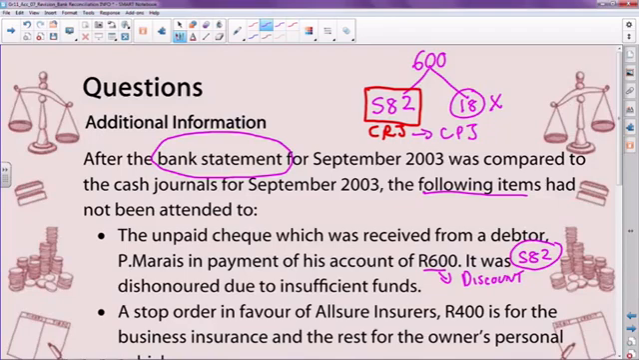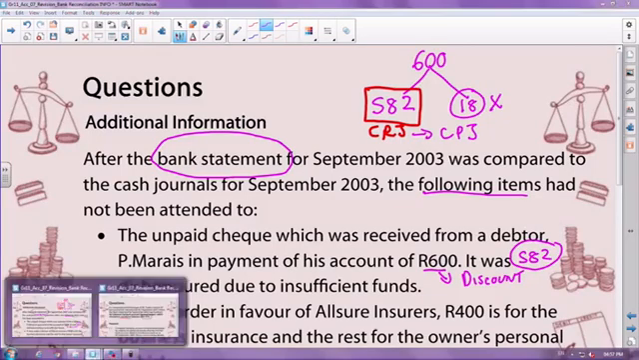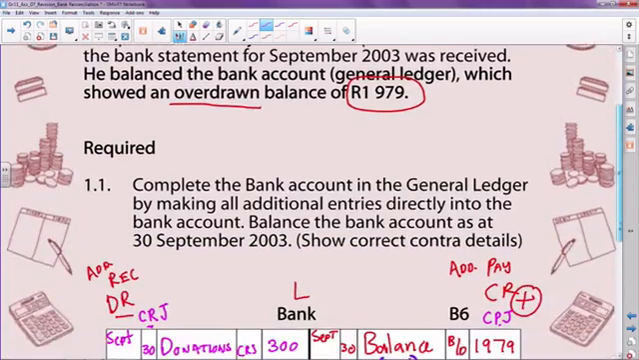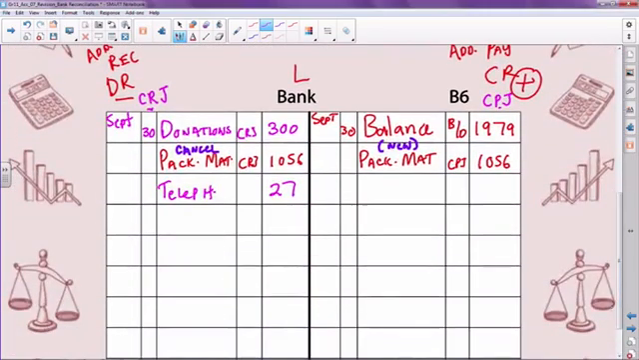So 582. Okay, so let's go to our answer sheet. So 582. I recorded it previously in my CRJ, so I'm going to now reverse it in my CPJ. So 582, and the contra account will be debtors control, or you could write the name of the debtor. Okay, right, let's move on.